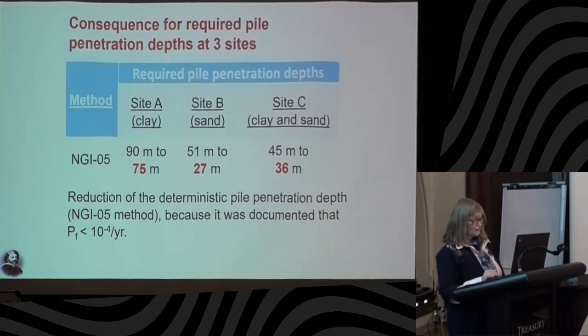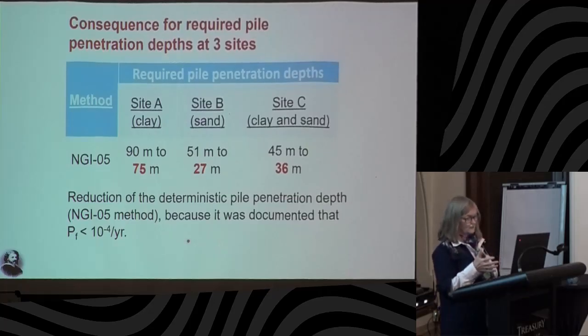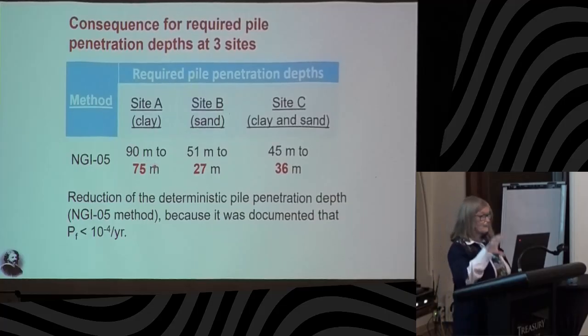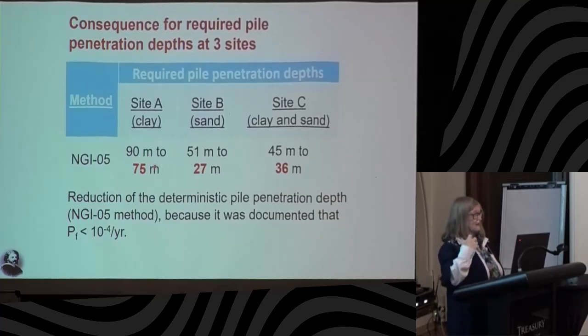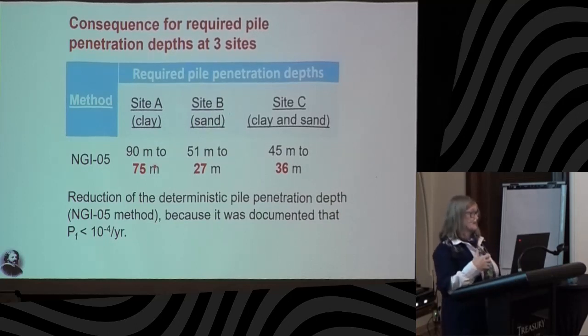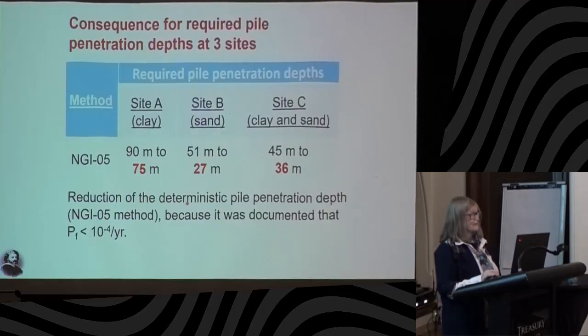So the reduction in deterministic pile penetration depth was possible because it's documented that the probability of failure is less than 10 to the minus 4 per year, which is a rule in Norway. And I'm not allowed to write it, but the client allows me to say it, and just at one site, they save $40 million just on the operation and the pile length, buying the materials. But then also you have to think of all the complication of driving piles 90 meters long for days offshore in the North Sea, it's not easy. It's always bad weather there. So it was a very, very big plus for the company.